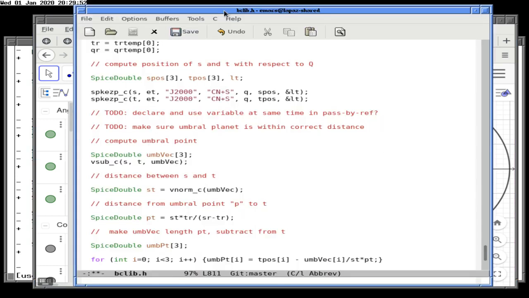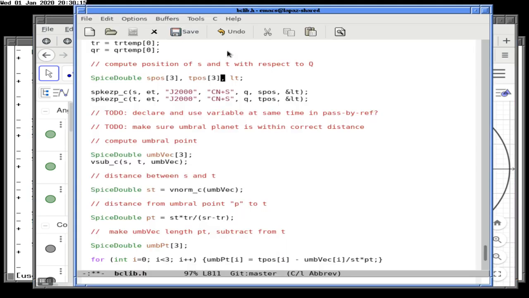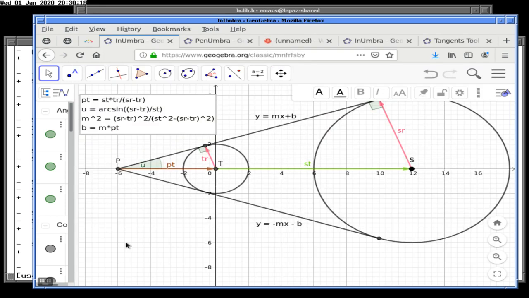let's see. So we computed S prime T prime. So I guess we actually have a Q in here somewhere that we didn't even really look at yet. But we used it to get ST and PT and all this good stuff. So the position of Q in this diagram that we're using is going to be, so we need the vector between PT and PQ. So wherever Q was, all right, so we know PQ. This is not a hard thing to get. I just need to figure out how to get it.